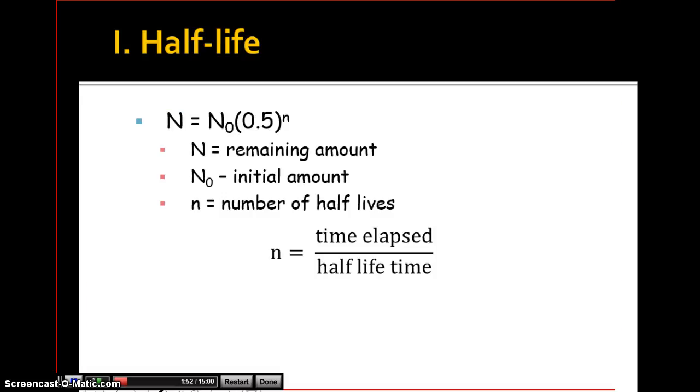Okay, here are some equations that you'll need to know. Both of these equations will be given to you on the test, but you need to know how to use them. In the first equation, N equals N₀ times 0.5 to the little n. The 0 as a subscript is often said "N naught." N is the remaining amount, N naught is the initial amount, and the little n is the number of half-lives. To figure out the number of half-lives, you take the time elapsed over the half-life time.